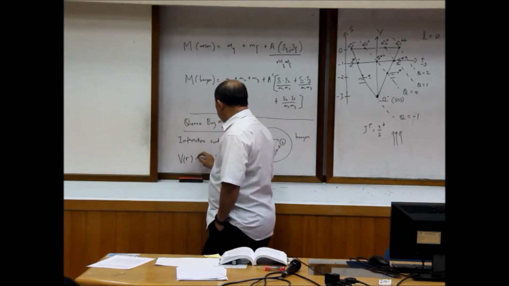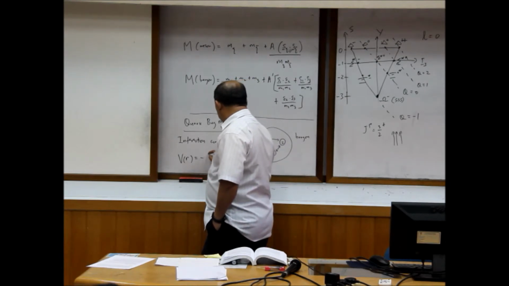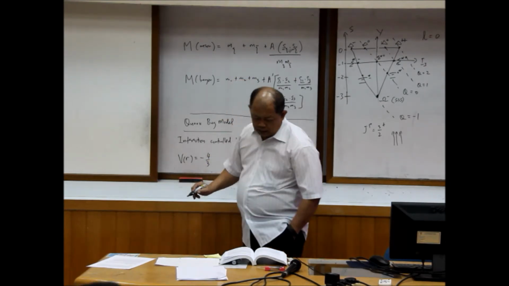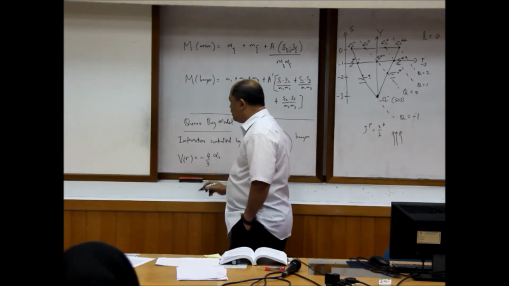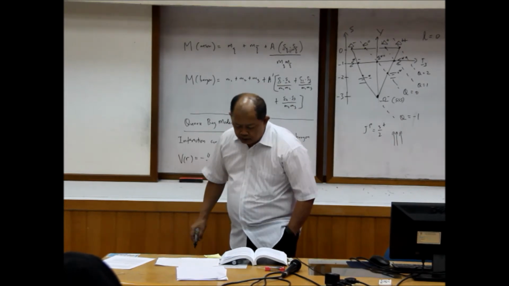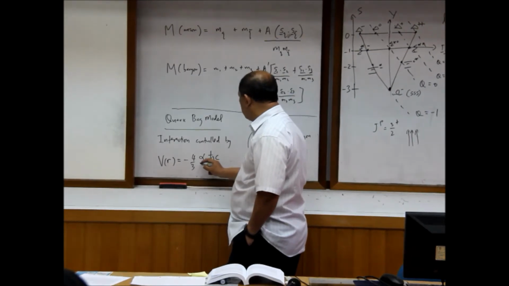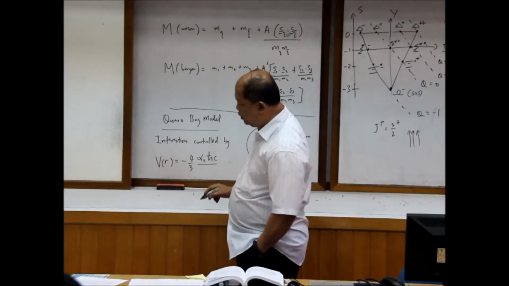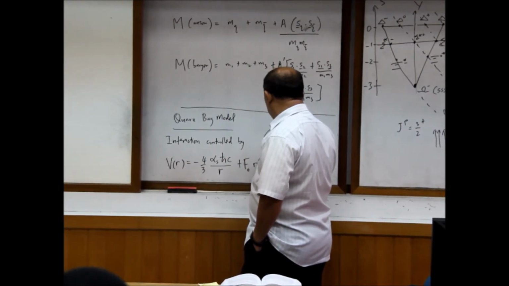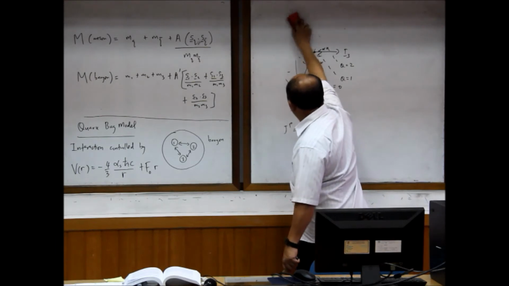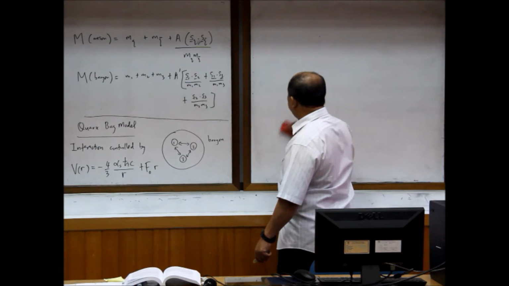V(R), and again this form: minus a quarter alpha S, where alpha S is a strong coupling constant, h bar c is just a dimensional number, divided by R plus some f0 R. When they are far from each other, they are relatively free.